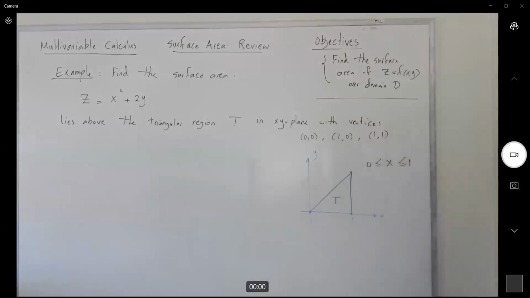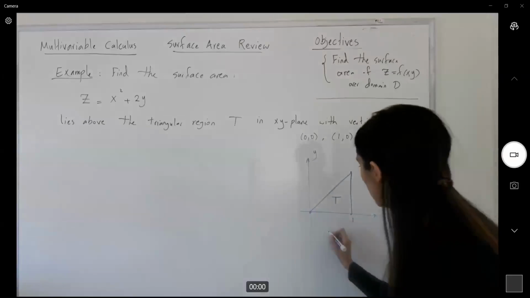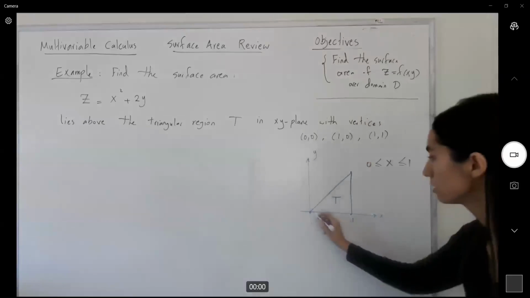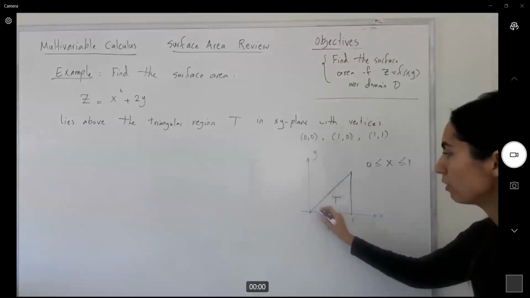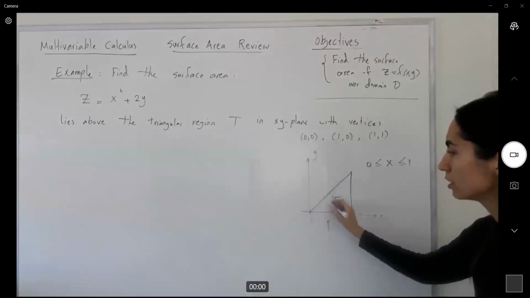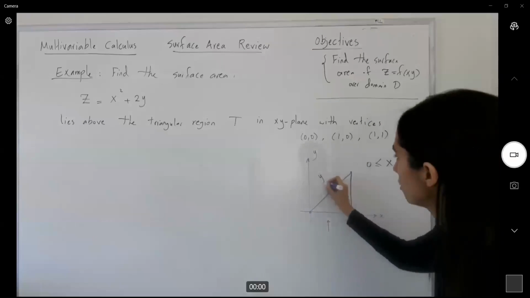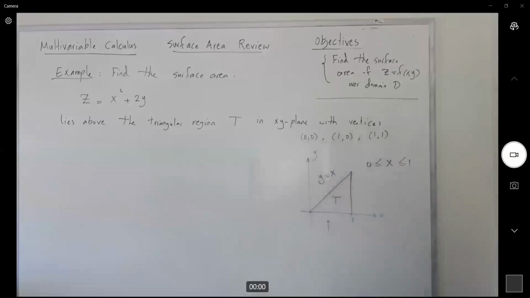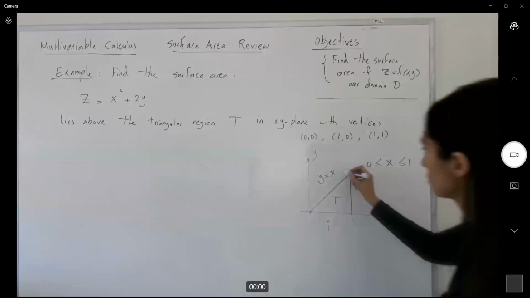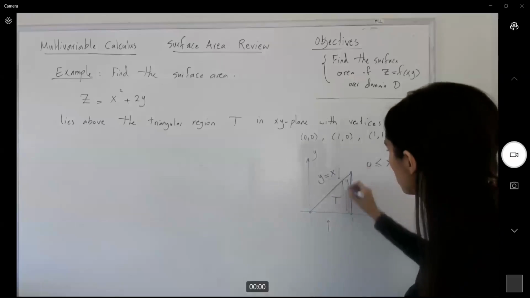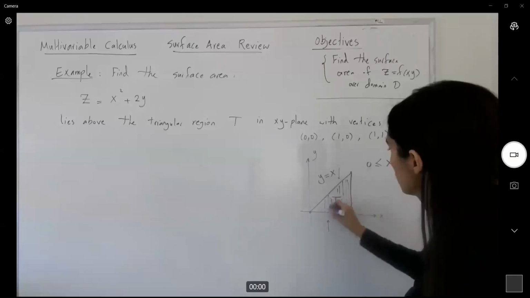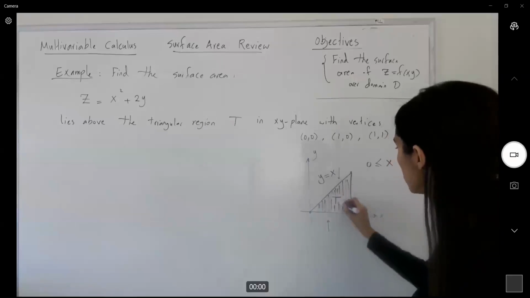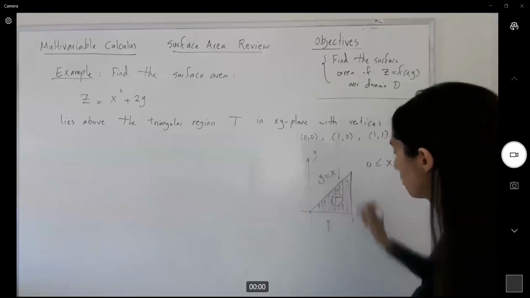There is no problem here. How about your y? Your y starts from 0 and it goes up to this line. What is this line? y equals x. So this is your T, and this is just your boundary.